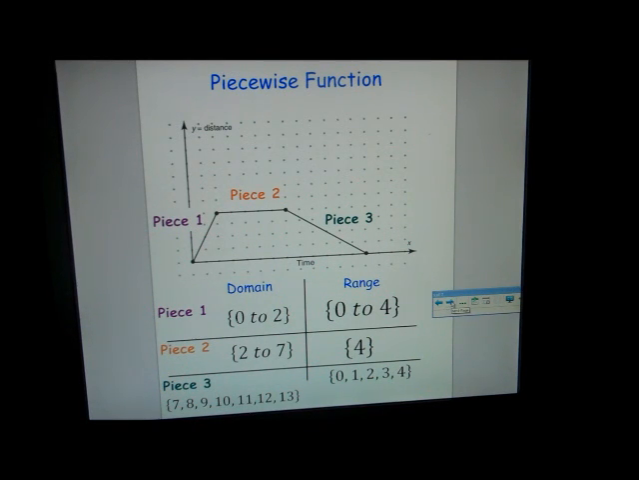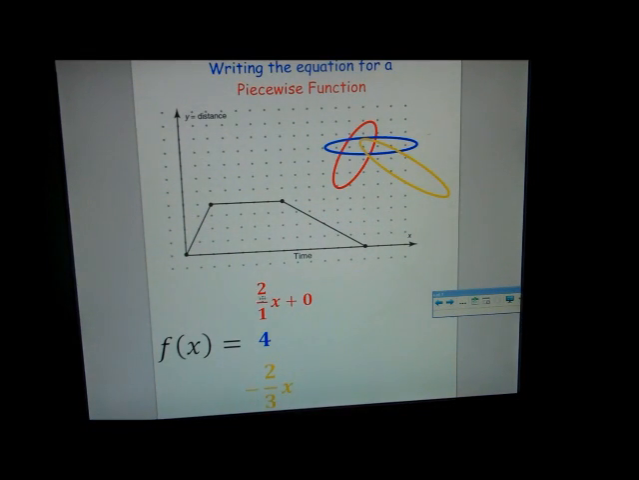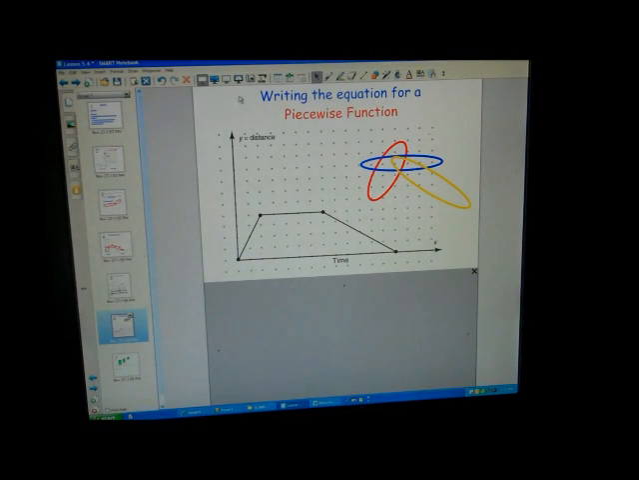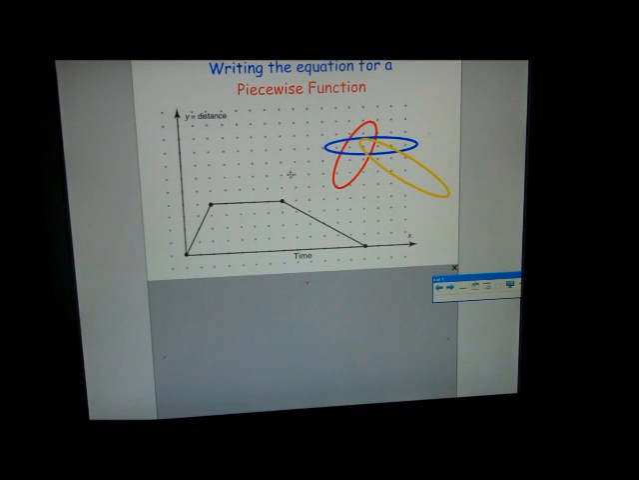All right. We have domain and range under control. Now we need to write the equation. We've got to take this an equation at a time, okay? I first want to focus on the red. Write the equation for this line.